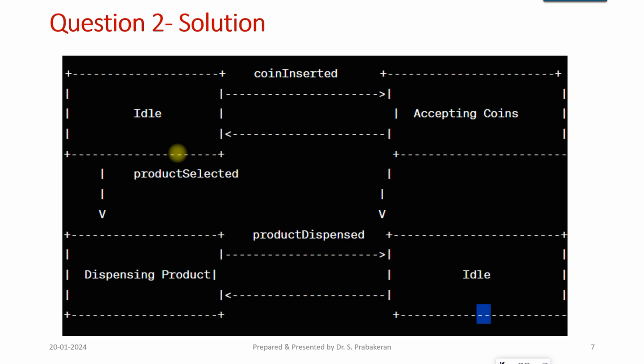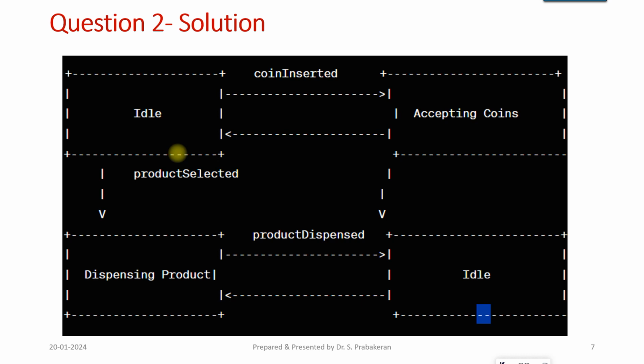Now when a product is selected after the coins are accepted, the vending machine transitions to the state where the product is being dispensed. This is also another important thing that we need to understand. So that is our second transition. Now coming to the third transition.